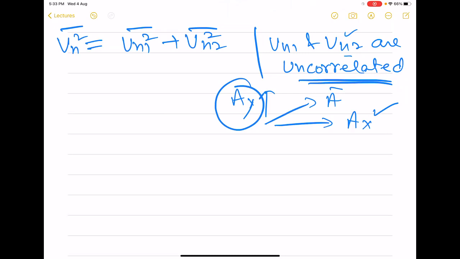So ay can be anything if I specify ax. Similarly, if ay is known, ax could be anything. Only when I tell what is a and what is ax, then one can say what is ay. So this is, in short, the meaning of uncorrelation between these two noise sources.